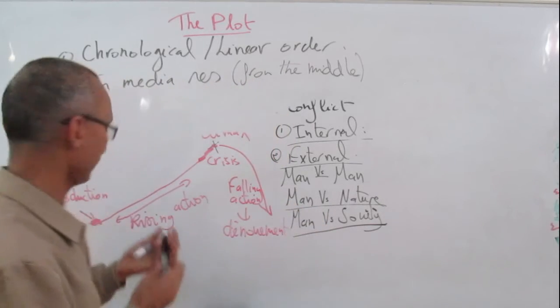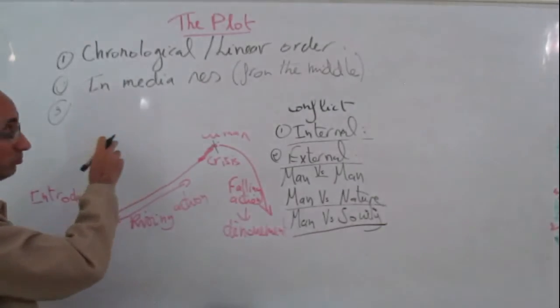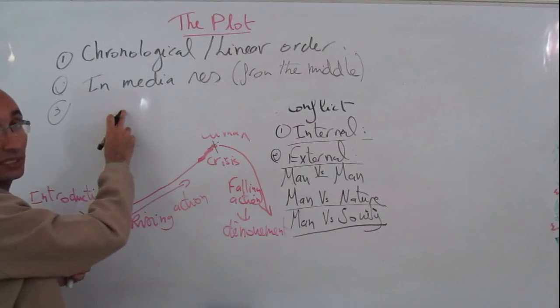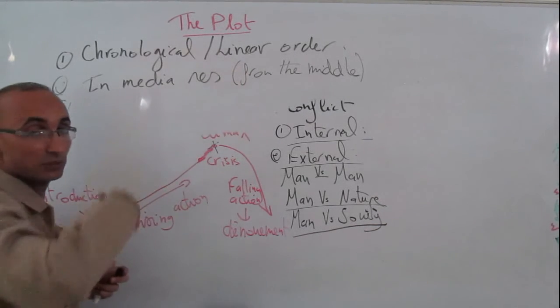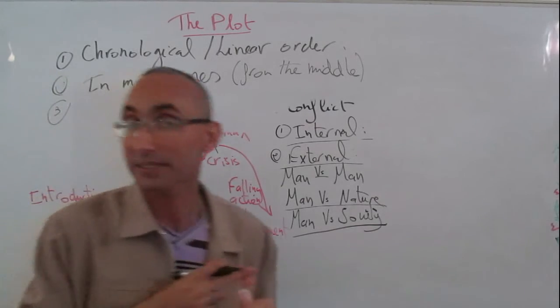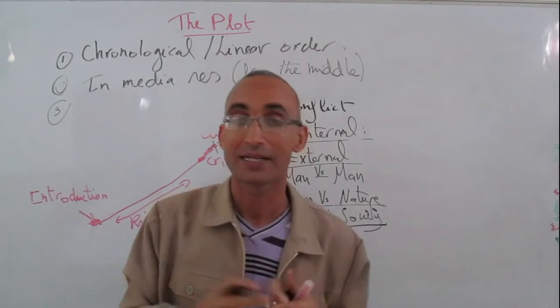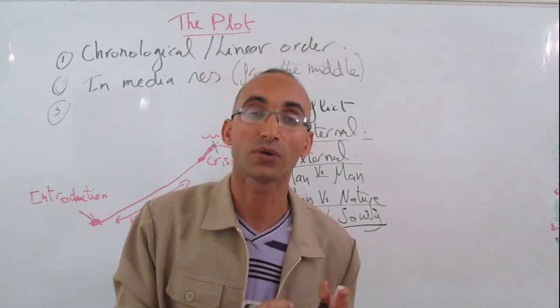So here we have number 3. We said from the present to the past. Now for techniques we have, as I said, suspense, flashbacks, and foreshadowing.